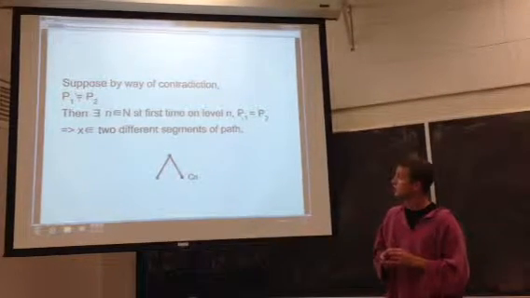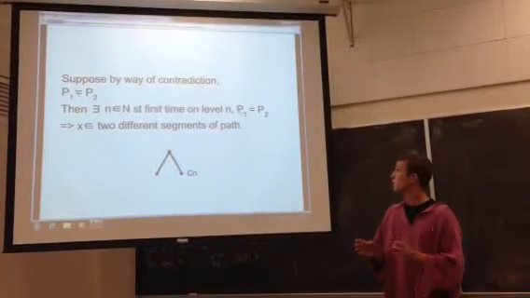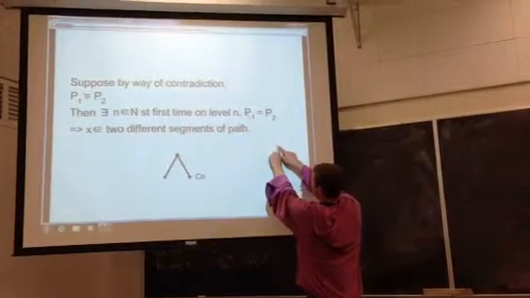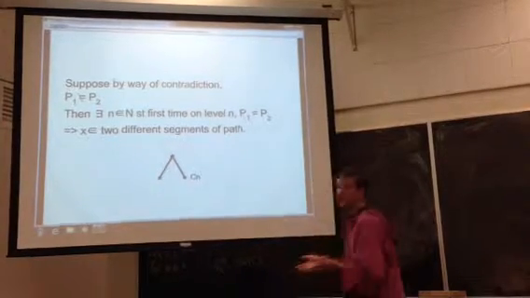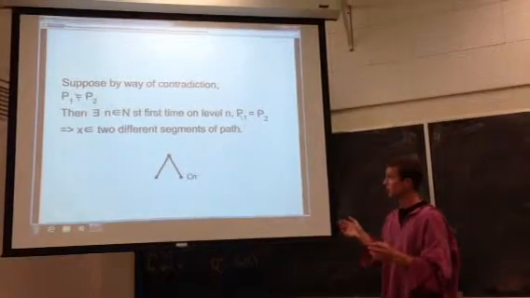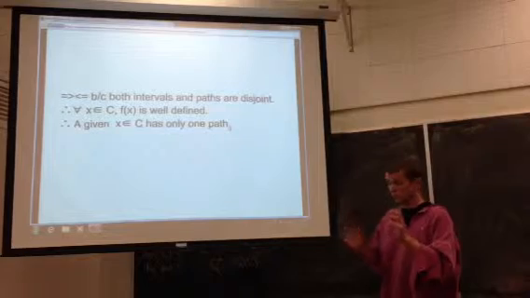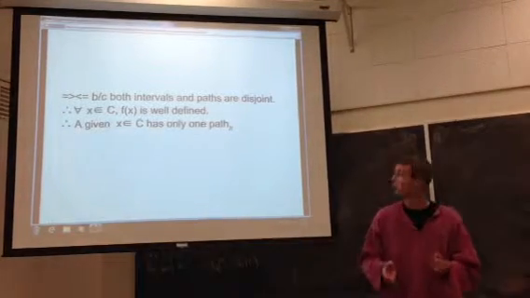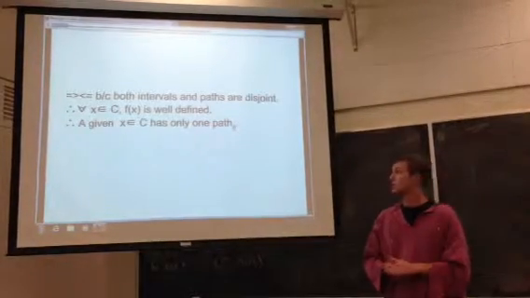Suppose by way of contradiction that P1 does not equal P2. Then there exists an n such that n is the first level where P1 does not equal P2. Essentially, if we're starting at the top of our tree diagram, two paths are moving in an identical fashion, but at some point must break apart because the paths are not equal. So basically this x lives in two different segments of the path. But we know that's a contradiction because these intervals, which we're using interchangeably with paths at this point, are disjoint. So that can't be true. So we've shown that for all x in the Cantor set, f of x is well-defined because a given x has only one path.